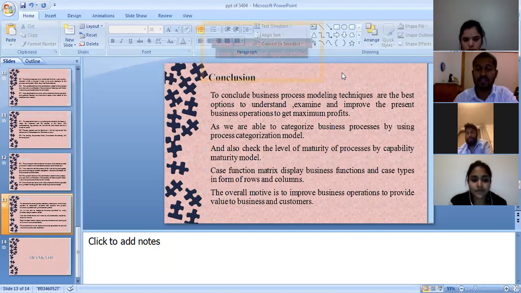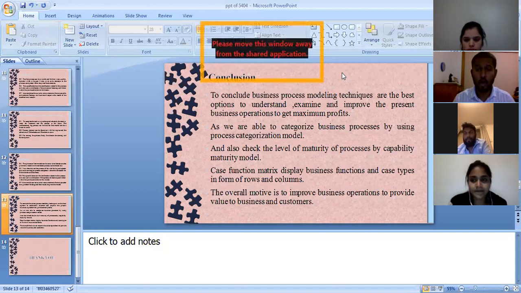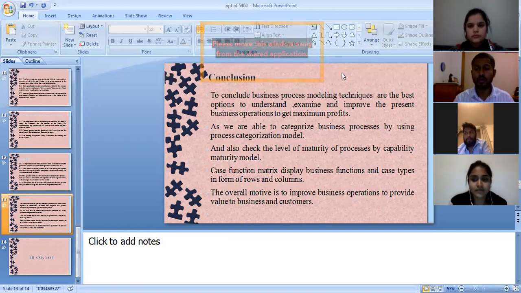And when it comes to the case function matrix, they are explained in the form of rows and columns. The overall motive is to improve business operations to provide value to the business and customers. So the service is given to improve their business operation and give value to their business and also to the customers. So here I conclude with the PPT, and thank you so much.